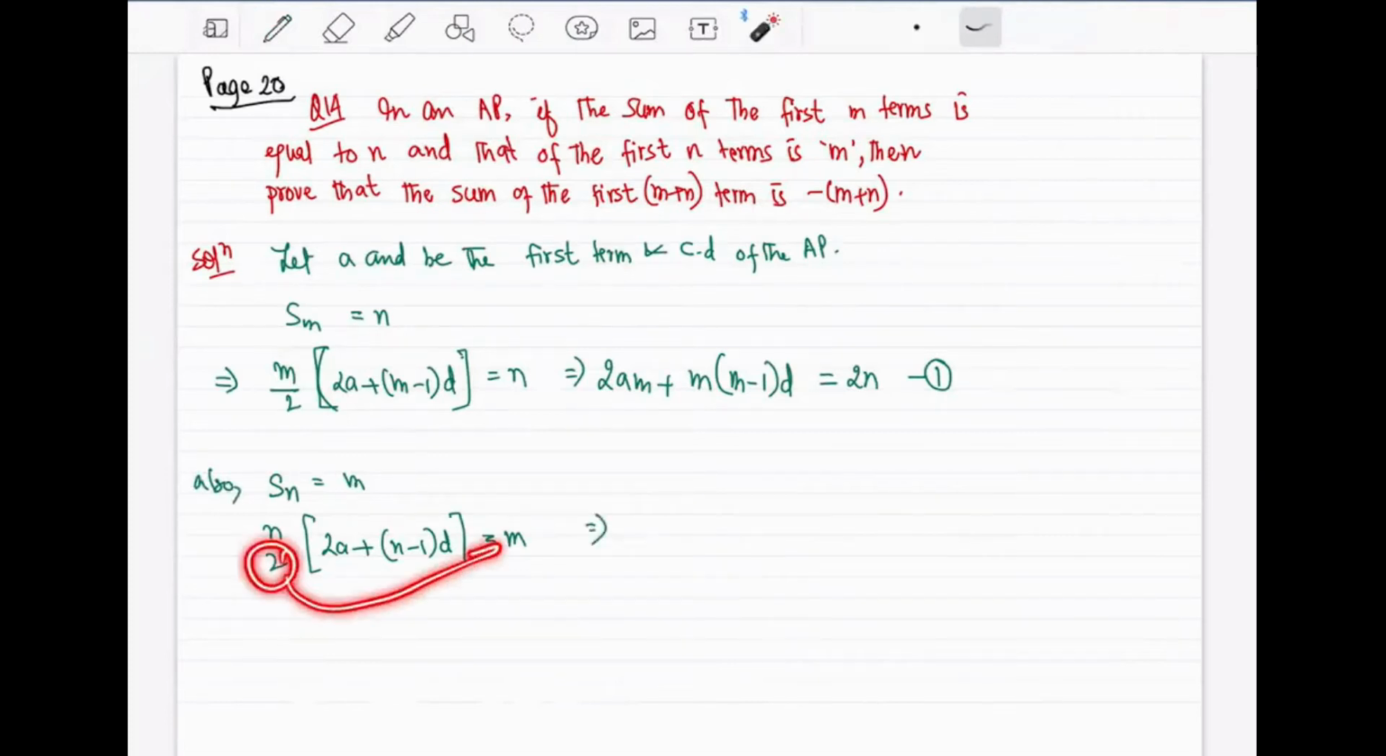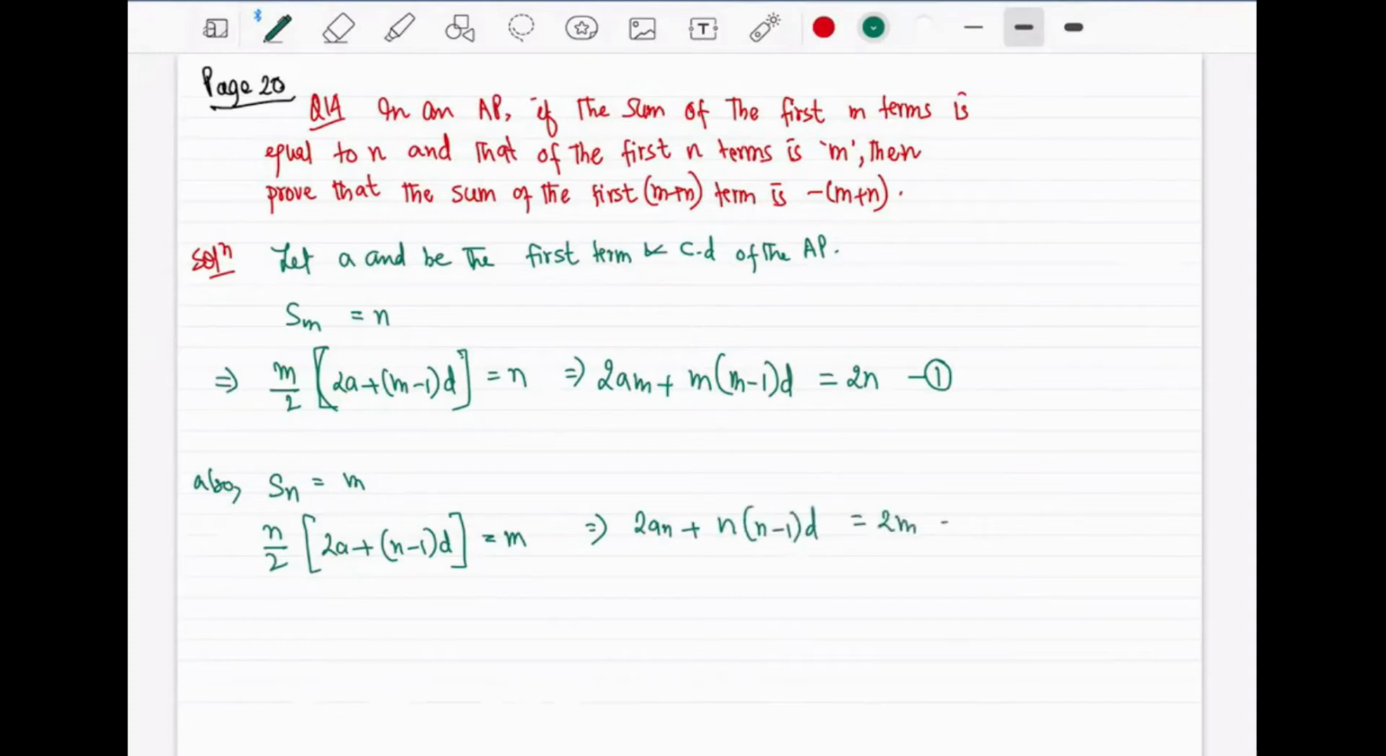Okay, do the same thing on the second one. We will take 2 to the other side, multiply n with this and this. So we are obtaining twice an plus n (n minus 1) d is equal to twice m. This is equation number 2.